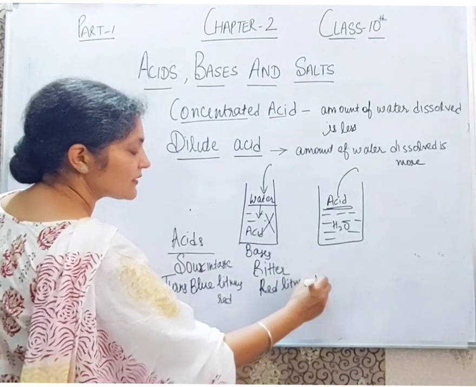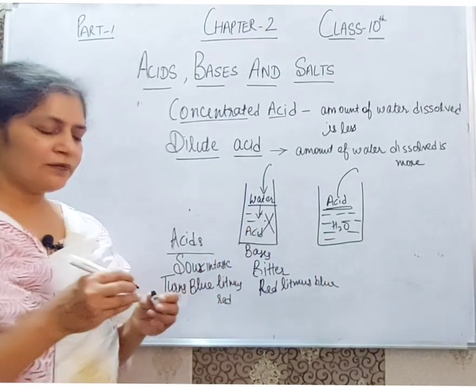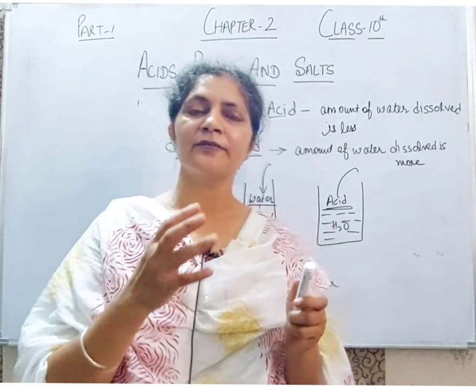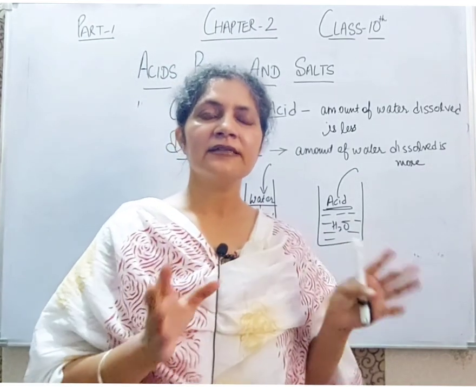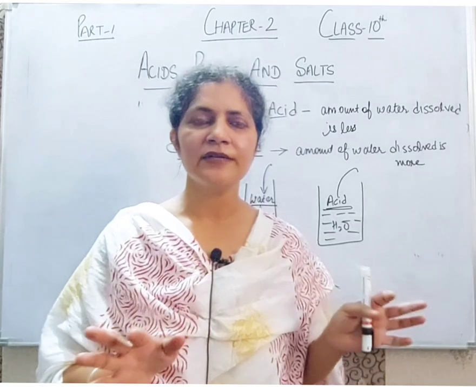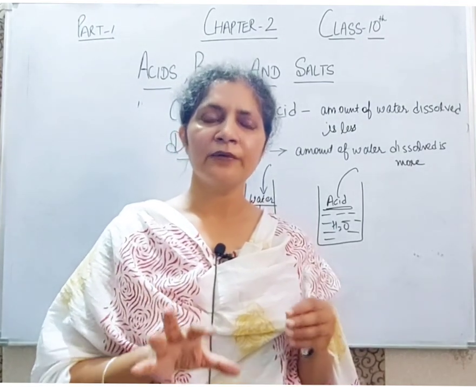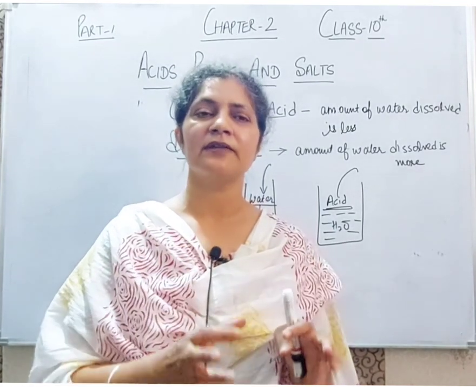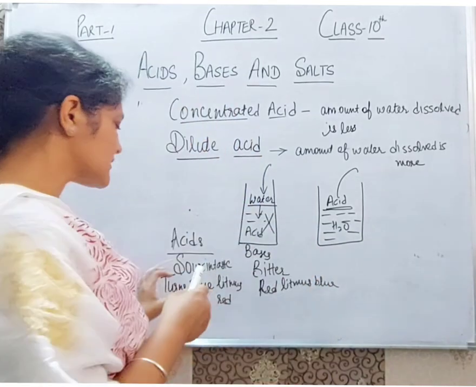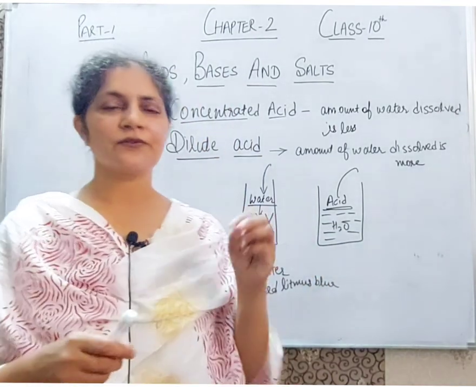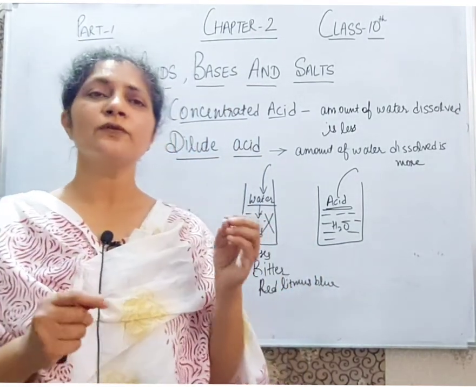In the next lecture we will discuss these indicators in detail, the natural indicators and artificial indicators, and we will also see the activities in which we will show these reactions, the turning of blue litmus to red and the turning of red litmus to blue.